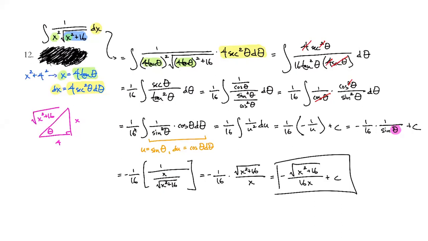And so everywhere we see an x, we're going to put in 4 tangent theta. And then everywhere we see a dx, we can put 4 secant squared theta d theta. And because I'm setting up the trig substitution, I went ahead and set up the triangle as well, so I know what my substitutions are going to be at the end, okay?